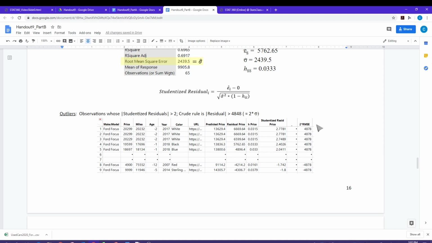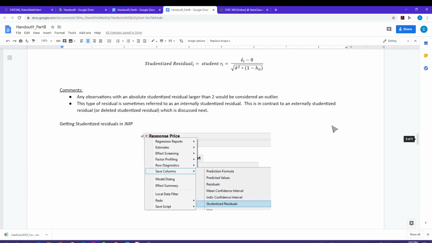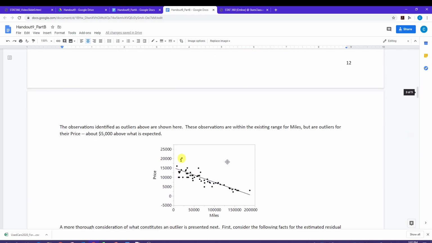If I use the crude measure of 2 times the root mean square error, 2440 times 2 is about 4800. So if I'm using the crude method, I just want to check to see if these residual values are bigger than 2 times the root mean square error. And they would be for these 5, and they wouldn't be down here. So the crude method and the more exact method using this quantity actually end up yielding the same set of residuals, those on the high side. If we go back to that initial graph, it's those observations up there.